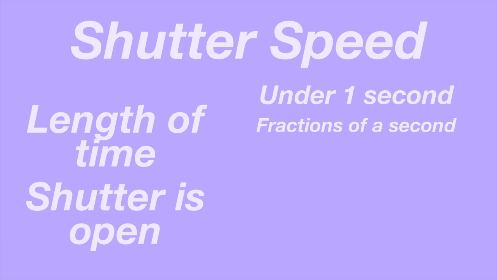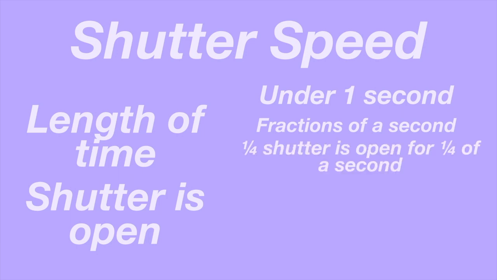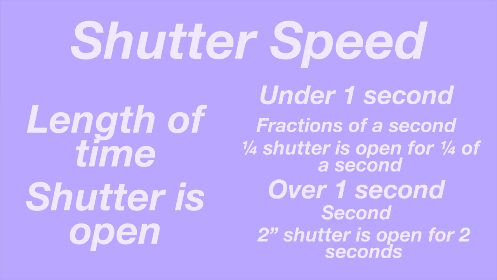Shutter speed. Shutter speed refers to the length of time your camera shutter is open for. Shutters that are under 1 second are typically measured in fractions of a second. For example, a quarter shutter is open for a quarter of a second. Shutters that are over 1 second, on the other hand, are measured in seconds. For example, a shutter open for 2 seconds is open for 2 whole seconds.